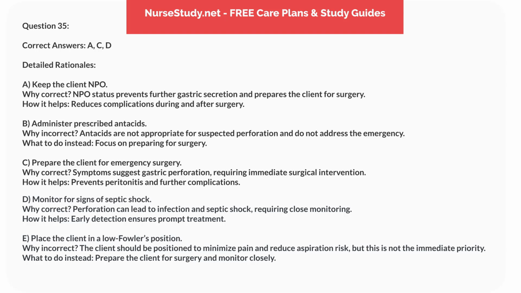C. Prepare the client for emergency surgery. Why correct? Symptoms suggest gastric perforation, requiring immediate surgical intervention. D. Monitor for signs of septic shock. Why correct? Perforation can lead to infection and septic shock, requiring close monitoring. How it helps: early detection ensures prompt treatment. E. Place the client in a low Fowler's position. Why incorrect? The client should be positioned to minimize pain and reduce aspiration risk, but this is not the immediate priority. What to do instead: prepare the client for surgery and monitor closely.